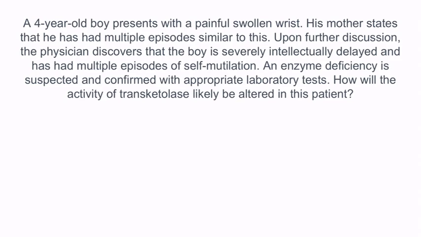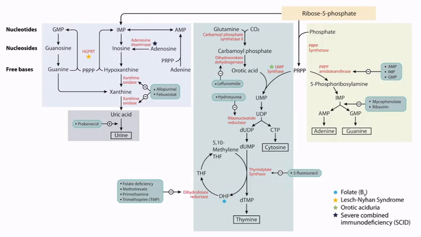From the question stem, you should notice that this boy has Lesch-Nyhan syndrome. We can deduce this based on a history of gout, so painful swollen wrists, intellectual disability, and self-mutilation. Let's look at the overview figure to help us answer this question. Recall that Lesch-Nyhan syndrome is due to a deficiency of HGPRT right here. This means that the patient will have difficulty reusing purine bases. The boy compensates for this by upregulating the de novo synthesis purine pathway right here.